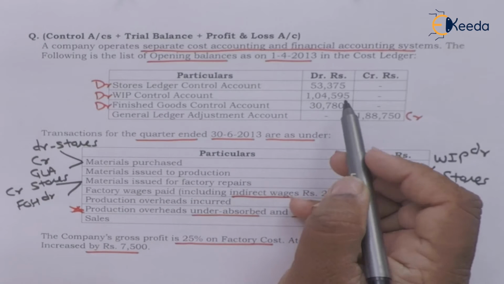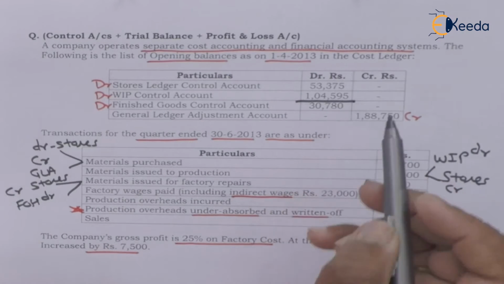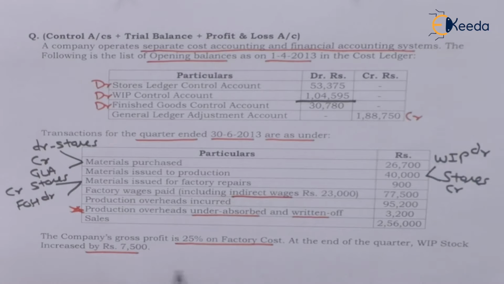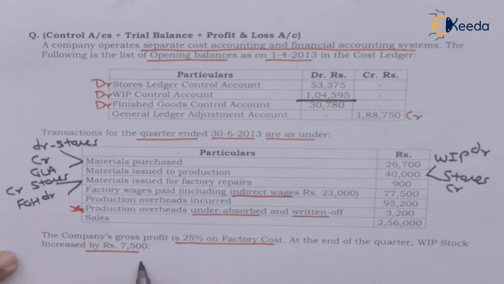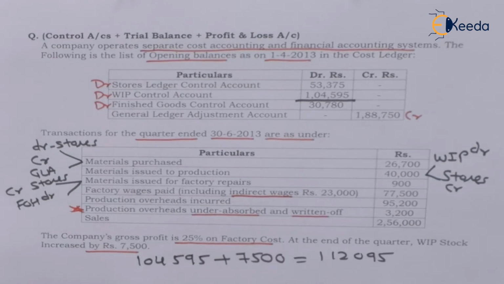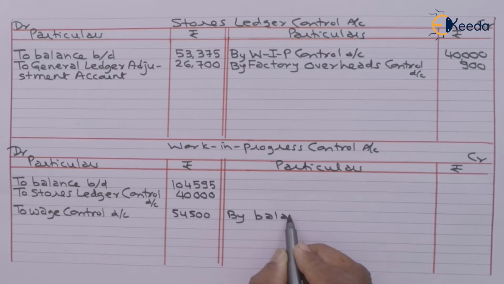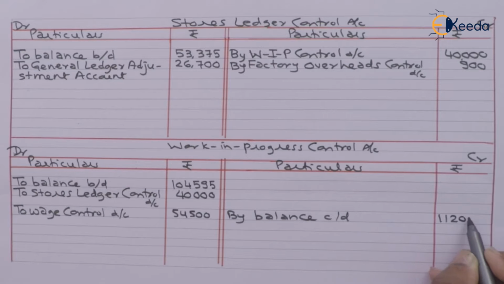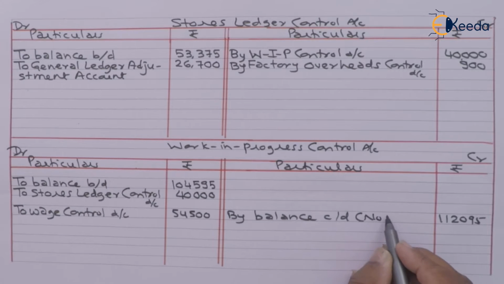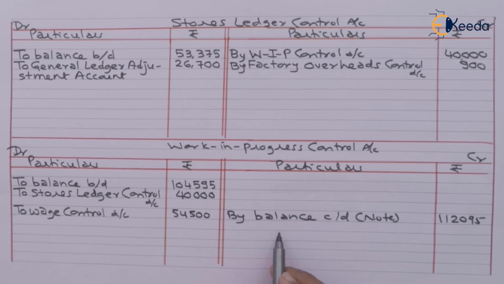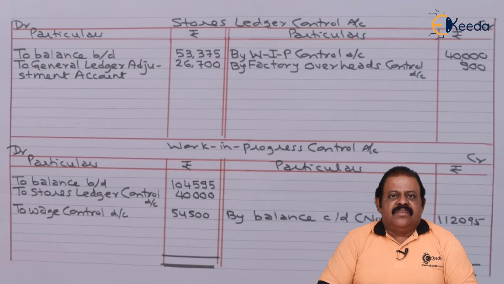Work in progress opening is 1,04,595. At the end of the quarter, WIP stock increased by 7,500. 1,04,595 plus 7,500. So closing stock of work in progress will be 1,12,095. Work in progress control account credit side, by balance carried down 1,12,095. This will be then transferred to trial balance. We have recorded all information which is given in the question.